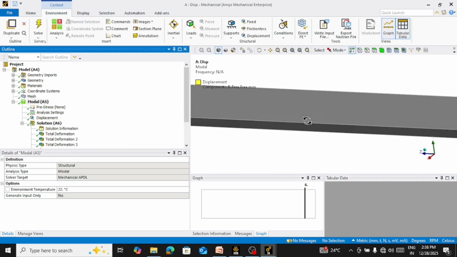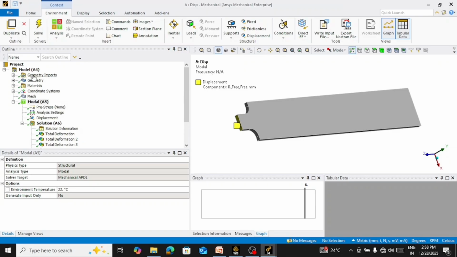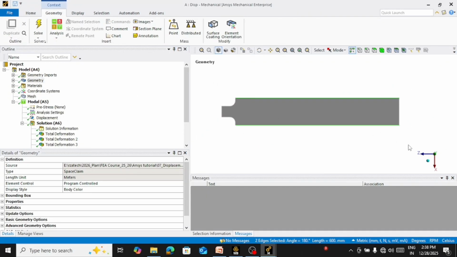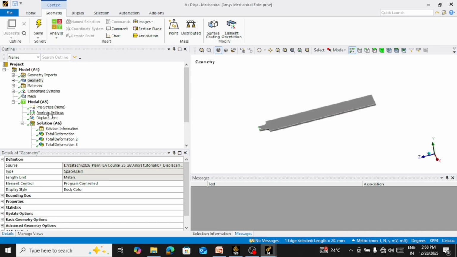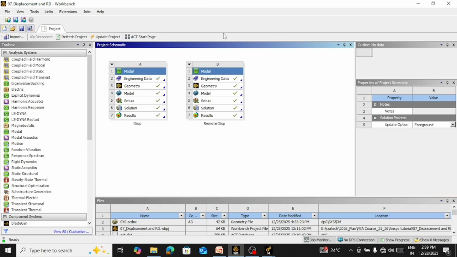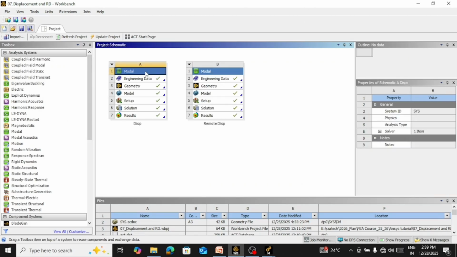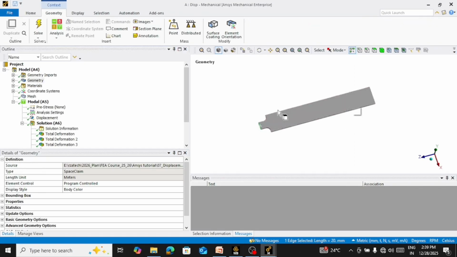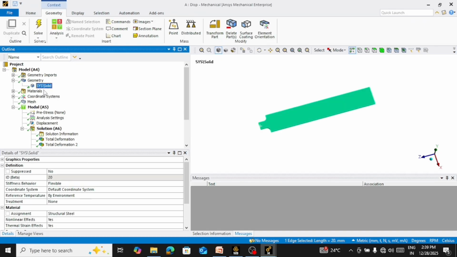Now, for this workshop, I have created a simplified geometry for the blade of a fan. You can imagine this is a fan, and this is one blade of the fan, and from this face it is connected to the rotor. Now we are going to perform modal analysis for it. I have taken the modal analysis module in ANSYS Workbench, and then imported this fan blade geometry.